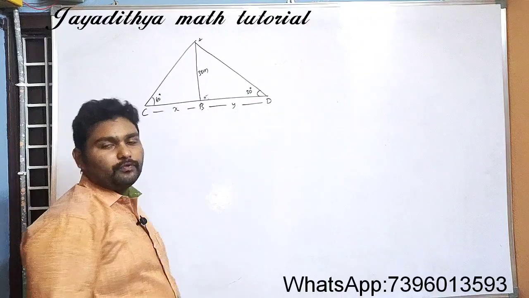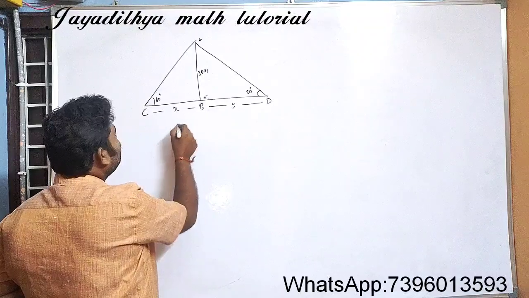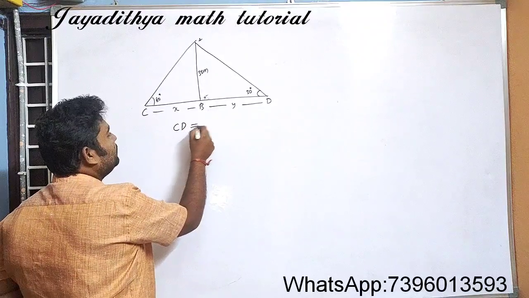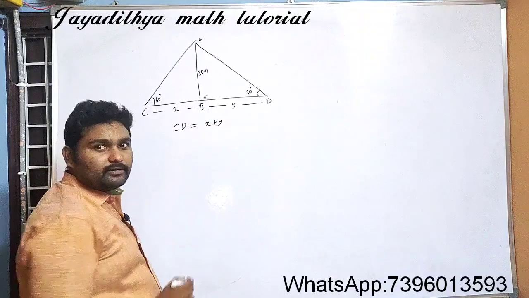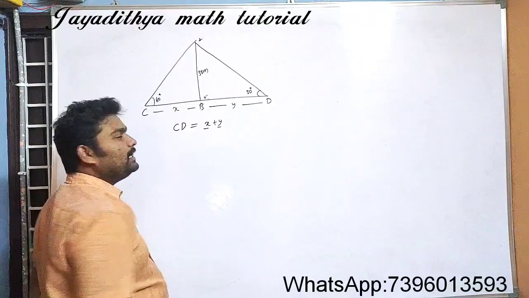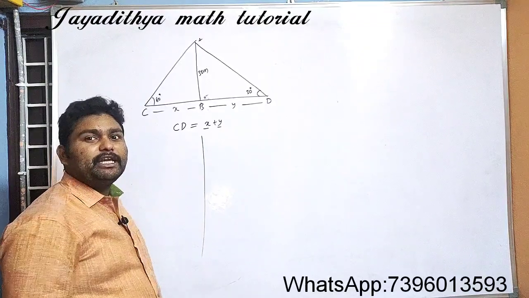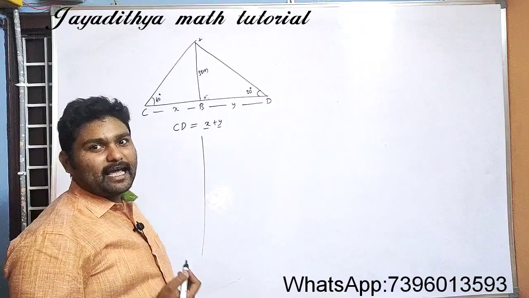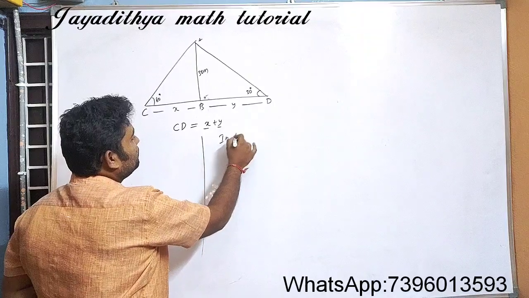BD is equal to Y. What do we need to find now? Actually, we need to find CD, which is equal to X plus Y. So you need to find X and you need to find Y here. I already told you yesterday itself, we need to take 2 triangles at a time in order to find the answers.